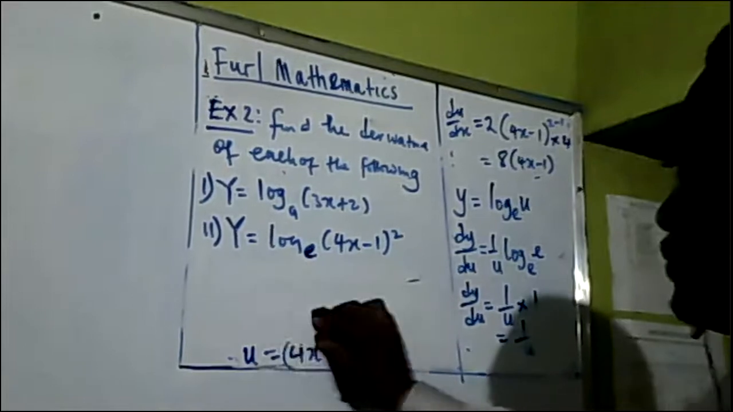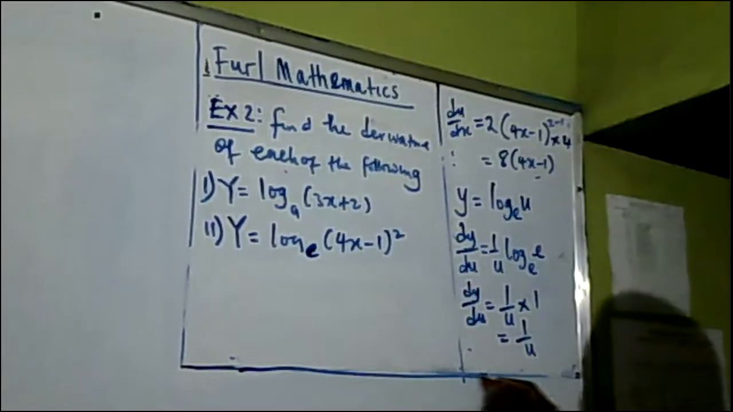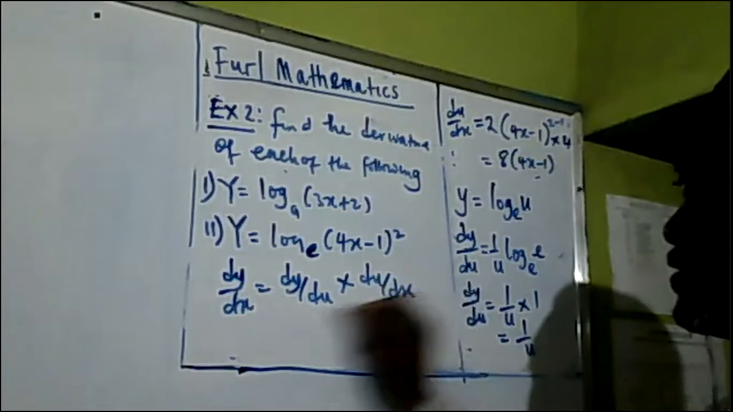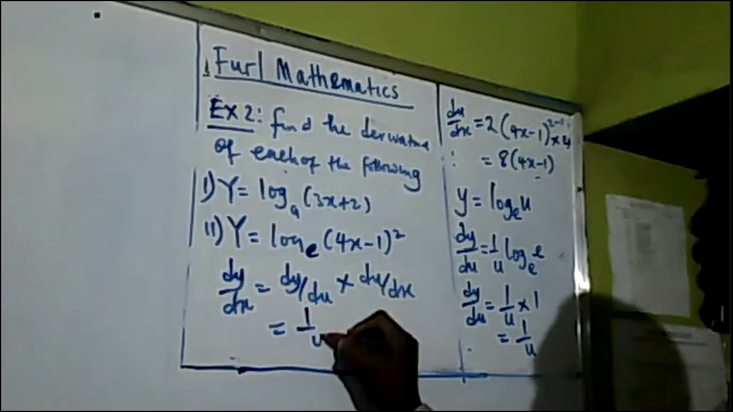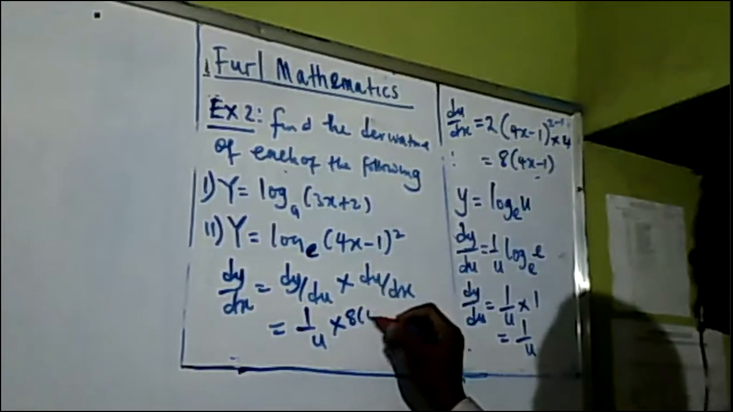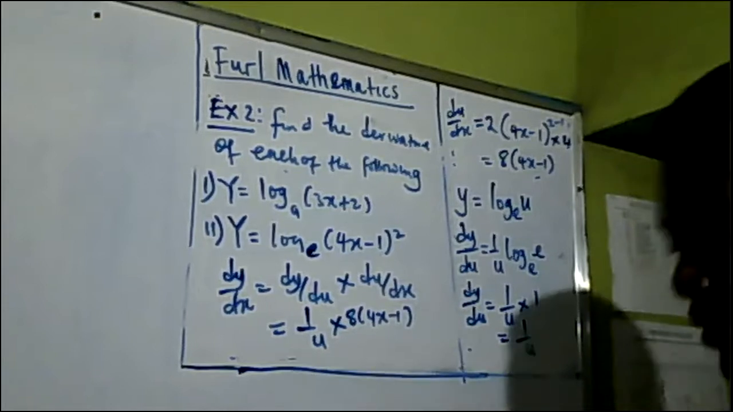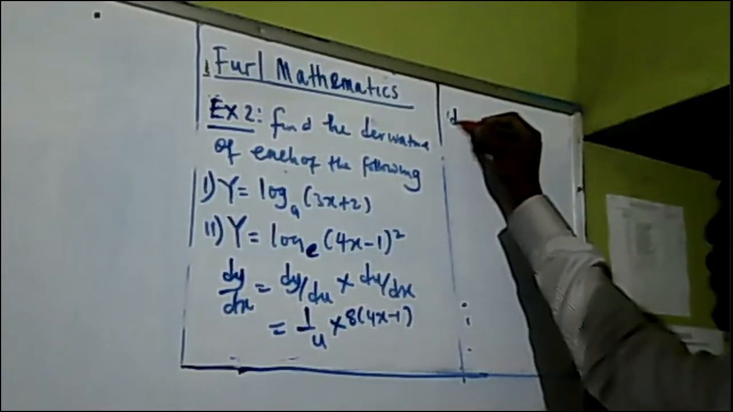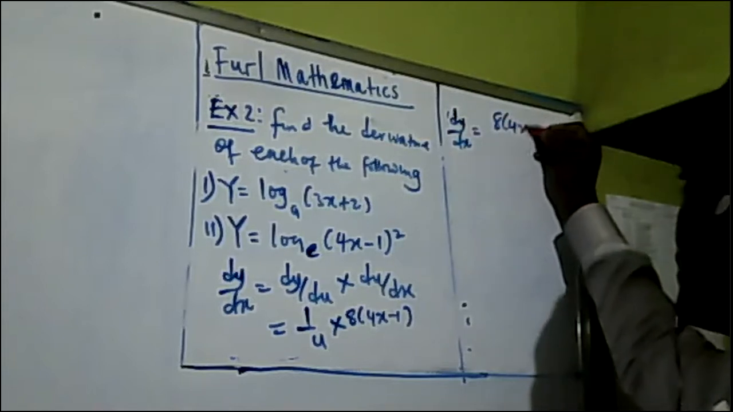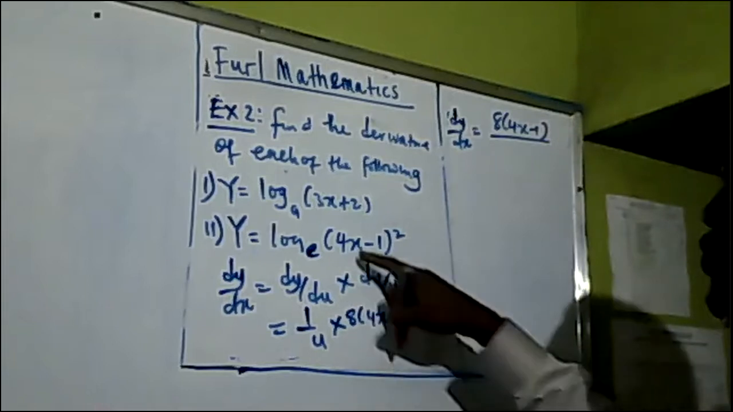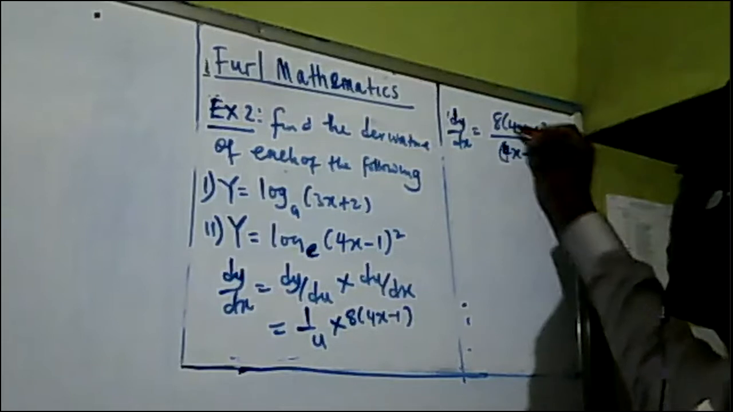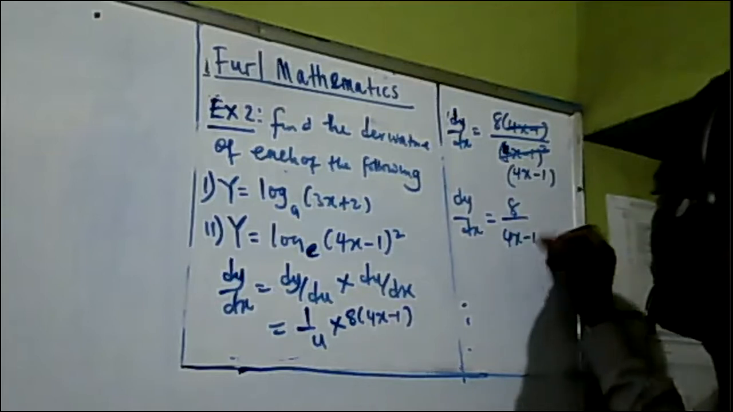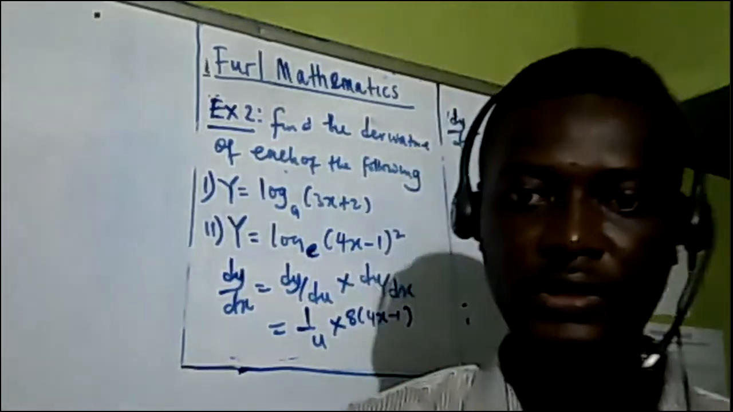Okay, now to continue, our dy over dx will give me dy over du times du over dx. So what is my dy over du? 1 over u times 8 into (4x minus 1). That will give us dy over dx is equal to 8 into (4x minus 1) all over u, and my u was (4x minus 1) squared. So this cancels this, and it will remain 4x minus 1. So dy over dx will give me 8 over 4x minus 1. So this is your answer. So moving ahead to the next one.